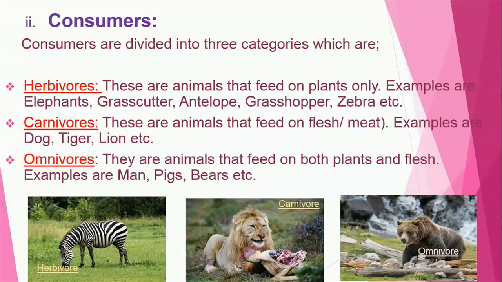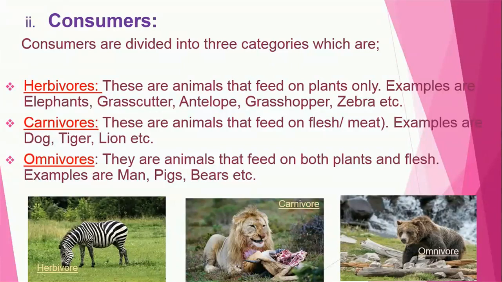So, the second category here is the carnivores. The carnivores are also called the carnivorous animals. These are animals that feed on flesh or meat. Examples are dogs, tiger, cheetah, lion, and so many out there. So, in the feeding relationship, we call them the secondary consumers.